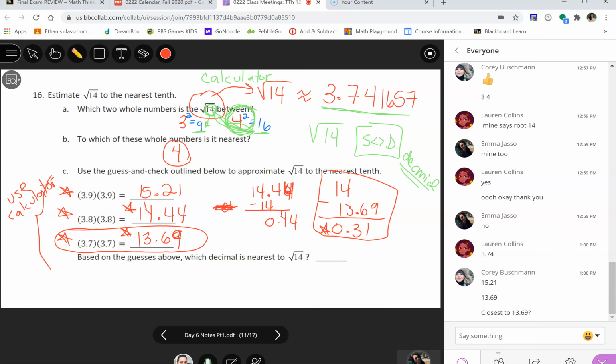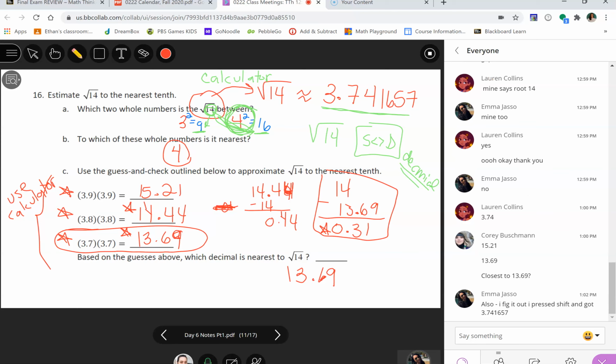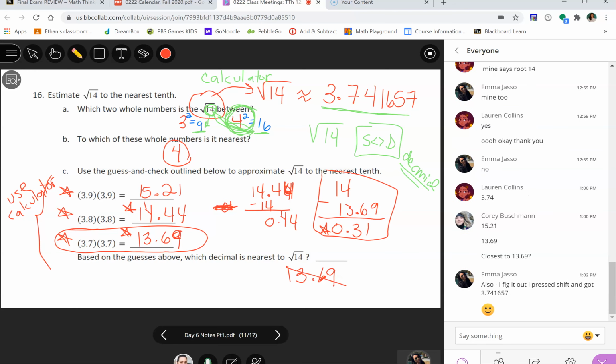And if you're struggling with those on MyMathLab, just don't go down the rabbit hole. Email me and we can talk about it, okay? Don't go down the help tool rabbit hole on these. So which one is closest? It would be the 3.7. 3.7 times 3.7. Remember, squaring and square roots undo each other. So if you had 3.7 squared, it undoes a square root.